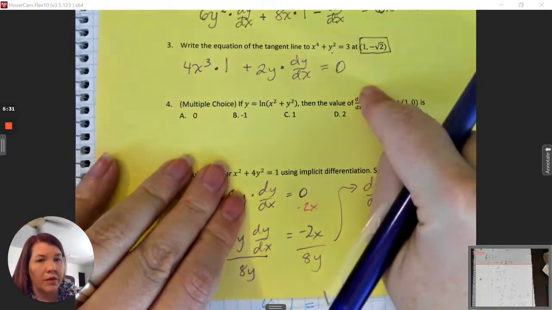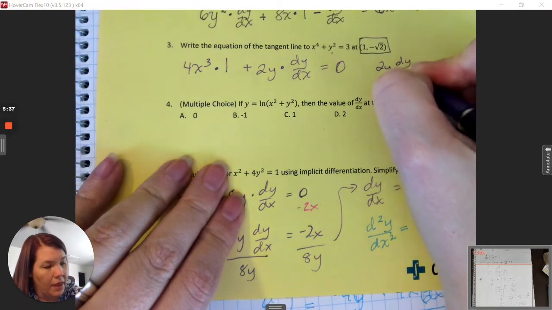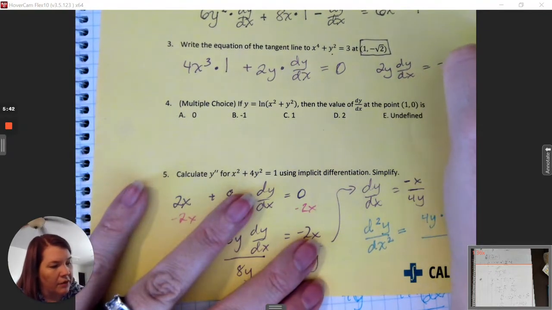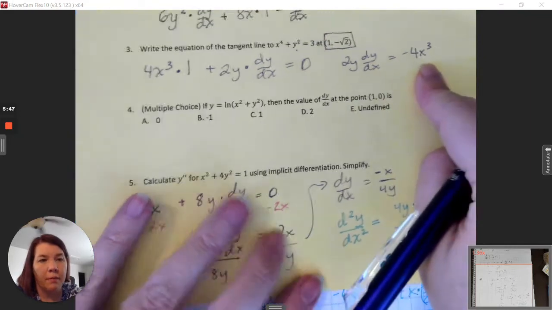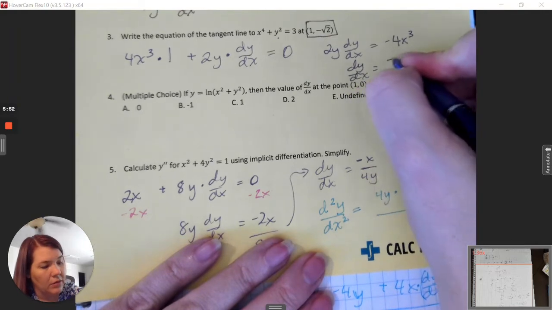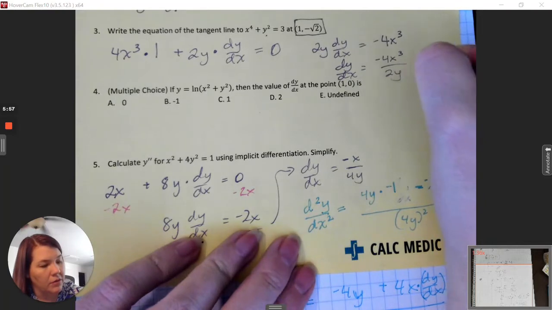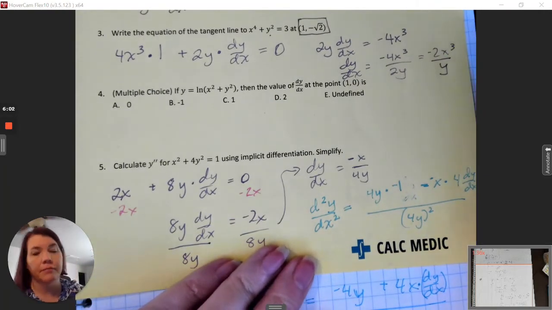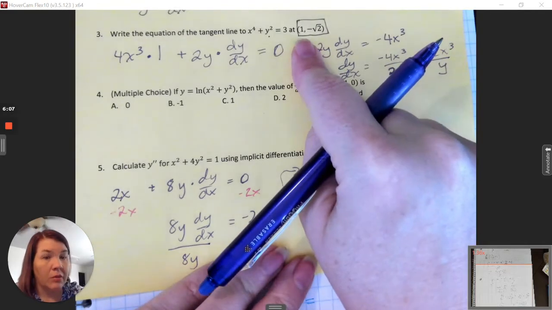Gathering, this is going to move to the other side. And so I'll have 2y dy dx equals, since this is positive, and on the other side it will be negative, and it's going with 1, so nothing happens. I'm going with 0. So there I am. I'm almost finished. dy dx equals negative 4x cubed over 2y, which becomes negative 2x cubed over y. You don't need to simplify. I just did. It's hard for me not to. And so then I'm going to plug in.